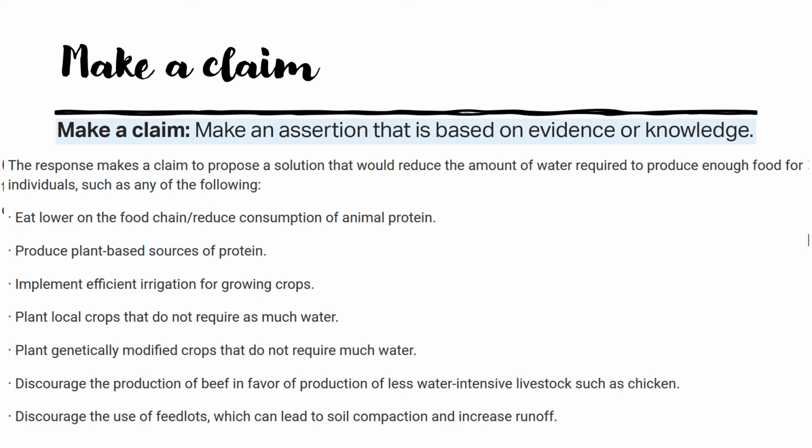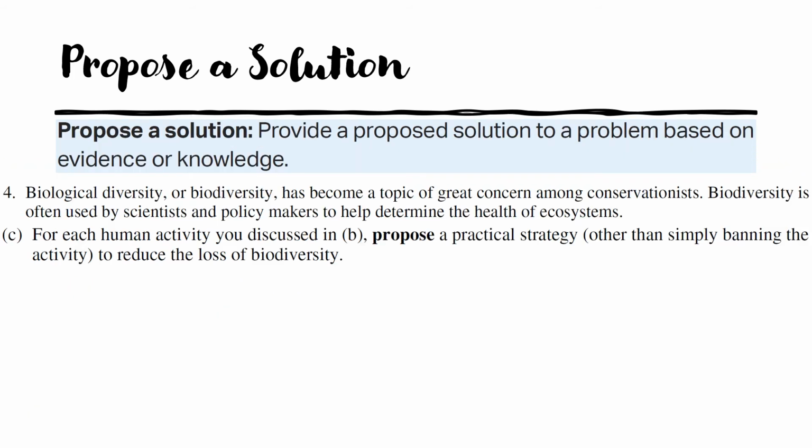So the response makes a claim to propose a solution that would reduce the amount of water required to produce enough food for individuals, and it needs to include: one could potentially eat lower on the food chain, reduce consumption of animal protein. One could produce plant-based sources of protein, implement efficient irrigation for growing crops, etc. So there was no student example for that, so we're moving on to the last keyword, propose a solution. Propose a solution: provide a proposed solution to a problem based on evidence or knowledge.